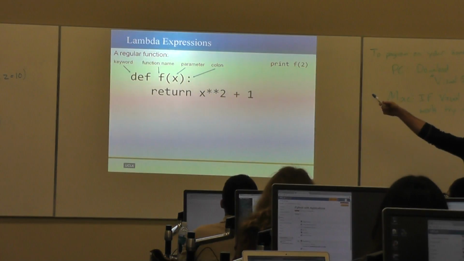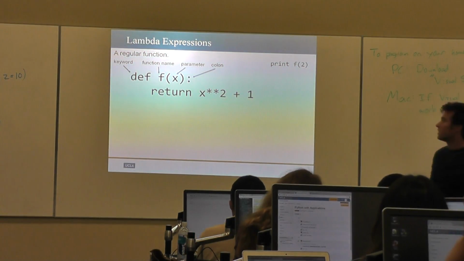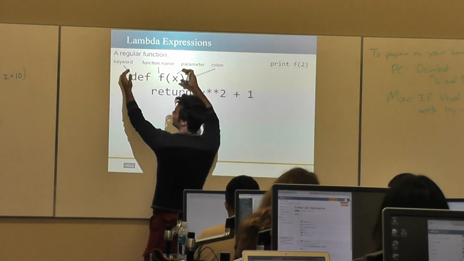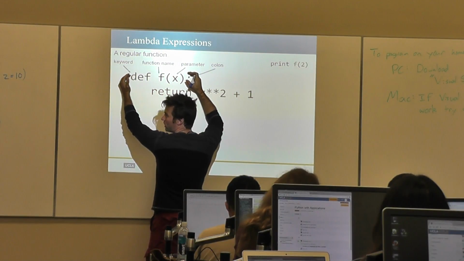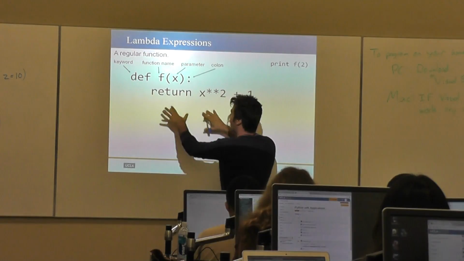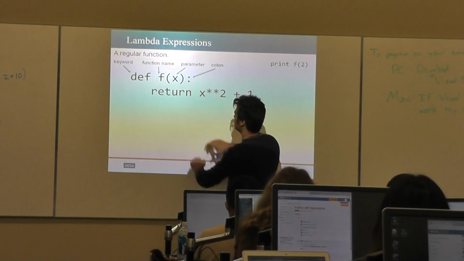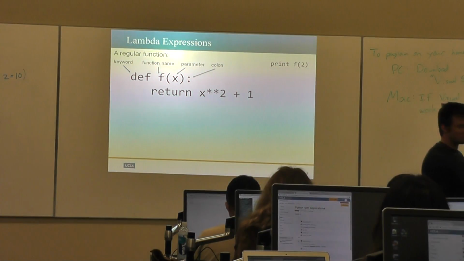You have to specify a colon. That means that's the end of the signature. I'm just done saying what my function is going to be called, what it's going to accept, etc. Now I'm going to get to what my function actually does. That's what the colon says.